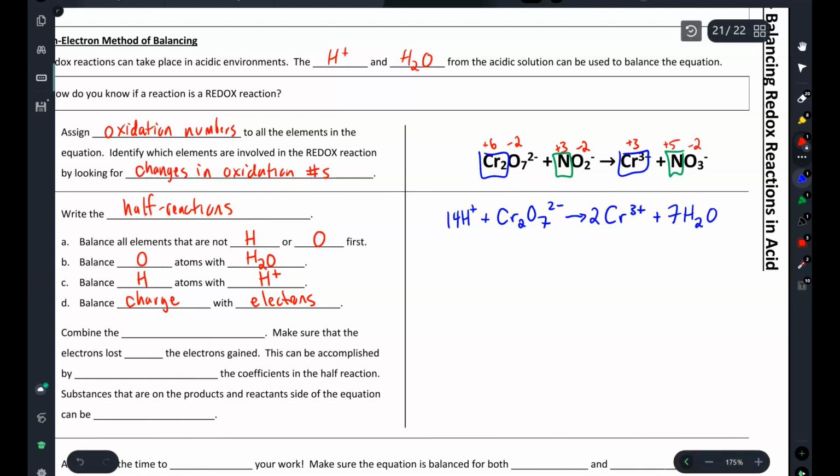All right, so let's look at the total charge on the reactant side. I've got positive 14 minus 2. So I'm just going to jot down a plus 12 over here. On the product side, I have 2 times positive 3. So that is a plus 6 on the product side. Okay, I've got electrons to balance charge. Looks like I need 6 electrons on the reactant side to balance up the charge. So we've got a total of plus 6 on both sides.